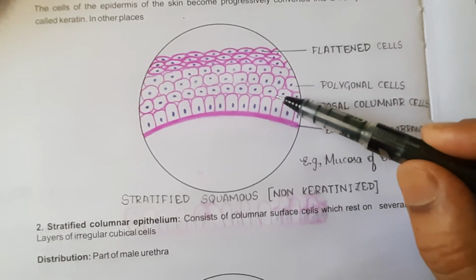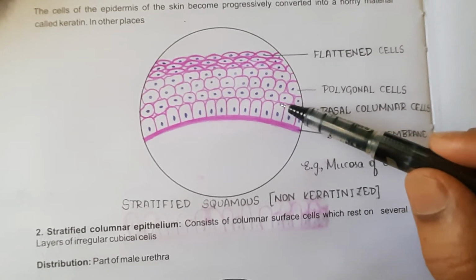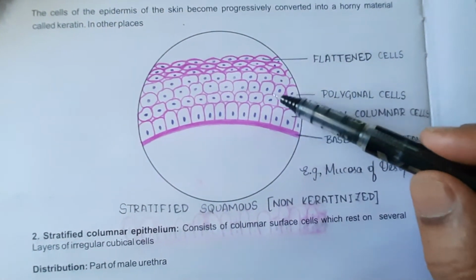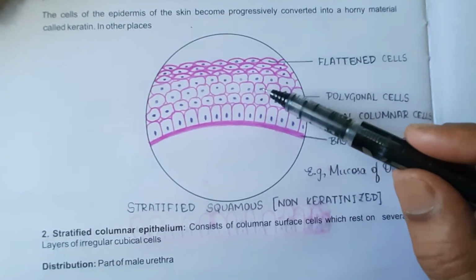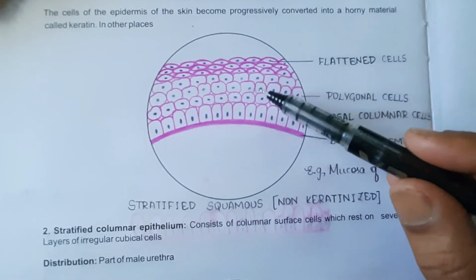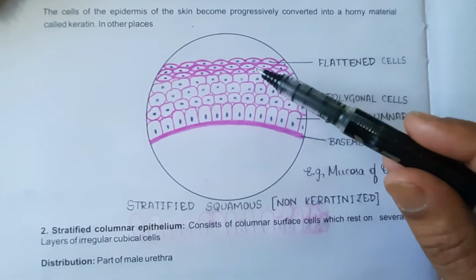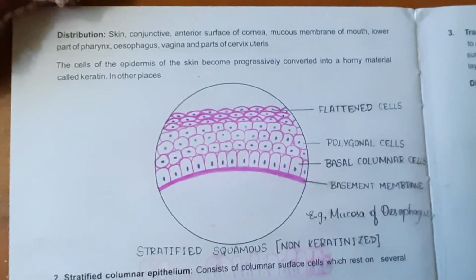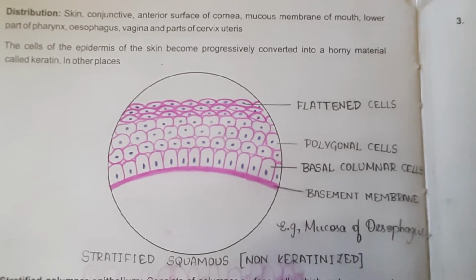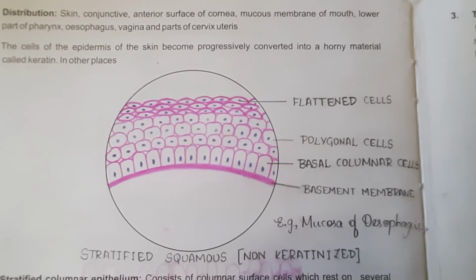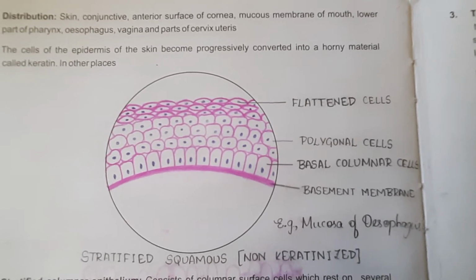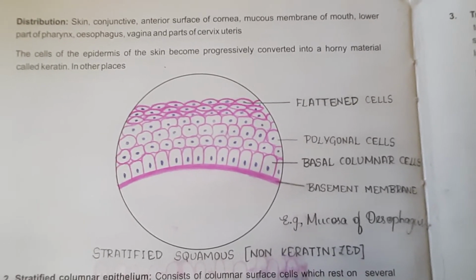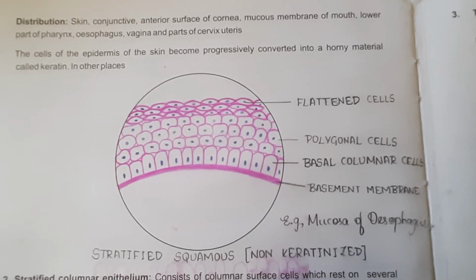Basement membrane, above the basement membrane there is a single layer of columnar cells. Above that, many layers of polygonal cells. Above that are the flat shaped cells, squamous cells, and this is the stratified squamous non-keratinized epithelium. The examples for the stratified squamous non-keratinized epithelium are the mucous membrane of the mouth and the esophagus.